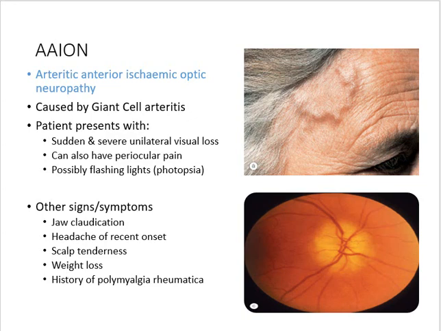AAION has a poor prognosis, and vision loss is usually permanent, unfortunately, and you can have a look here, and you can see the underlying sign when you look in at the fundus is an optic neuropathy.